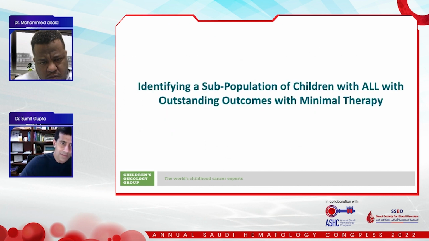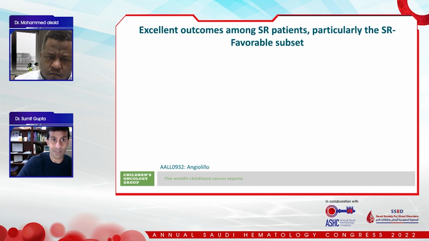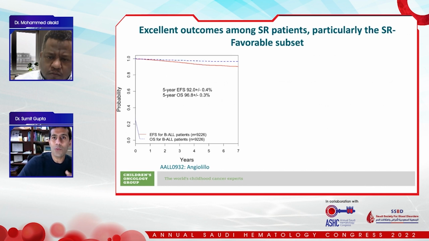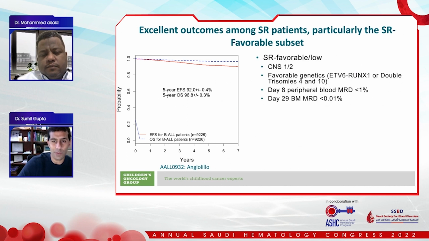With that in mind as a background, despite that minimal therapy, can we identify a subpopulation of children with ALL that still has outstanding outcomes? And Dr. Justania showed you that, yes, we can. When we look at standard risk patients, the event-free survival is quite excellent, particularly for what we call the standard risk favorable subset.